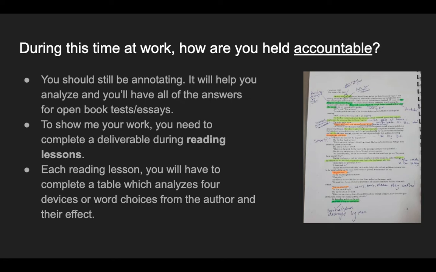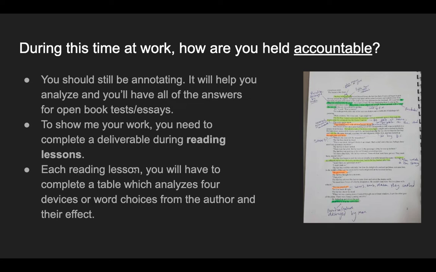So during this time, it's important that you are held accountable. So you should still be annotating. It will help you, and you'll have all the answers for open book tests or essays. But I'm not going to sit there and micromanage and force you to annotate. But you will have to do a deliverable during reading lessons. That means you have to show me that you've done something during reading lessons.